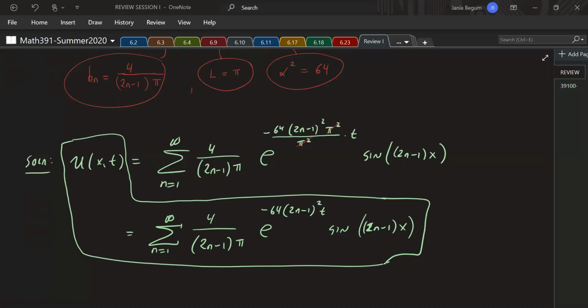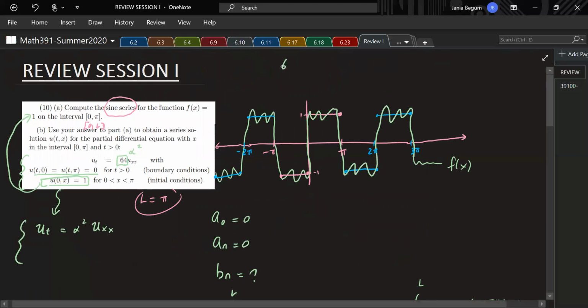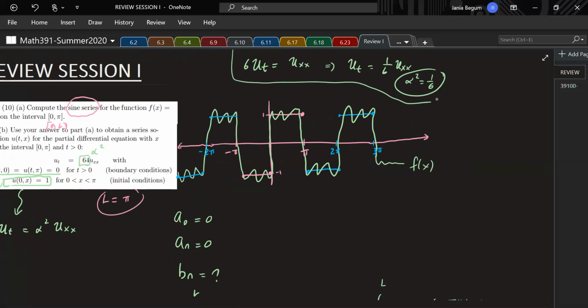All right, so there you go, another example on Fourier series and the heat equation. Professor, let's say you were given 6 u_t is equal to u_xx. So what will be the alpha squared in that case? So you said, what if you're given 6 u_t equals u_xx? You would move the 6 to the other side, so you'll have u sub t is equal to 1 over 6 u_xx. So your alpha square is going to be 1 over 6. Okay, got it. So you always want to write it as u sub t equals alpha square times u sub xx.